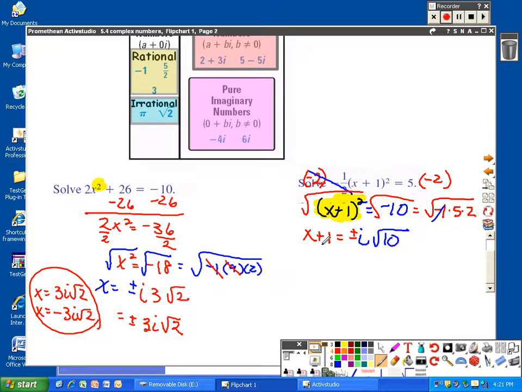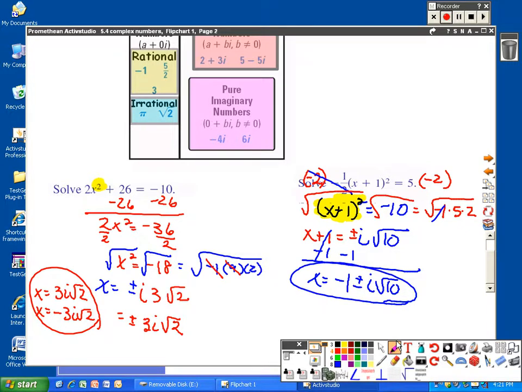This is what x plus 1 is equivalent to, but I want what x is equivalent to. So I must subtract 1. So that gives me x equals negative 1 plus or minus i square roots of 10. Again, I started with a square, so I must have two roots. And my roots would be x equals negative 1 plus i square roots of 10. And my other root, or zero, is x equals negative 1 minus i square roots of 10.